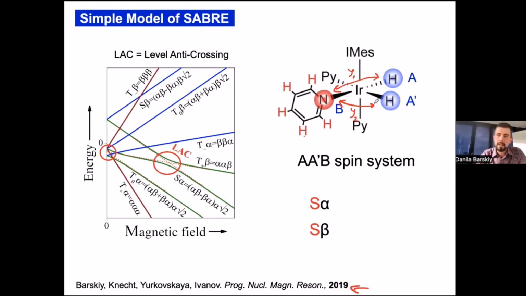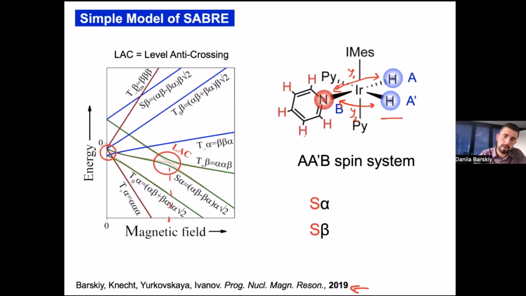hyperpolarize. And in that case, if you plot the energy level diagram of this system as a function of field, you'll see this interesting situation, and we call it LAC, or level anti-crossing. So this is a situation when some levels tend to cross, but they anti-cross, and there is a gap between these levels. And for this three-spin system described here, it's actually very convenient to use singlet-triplet basis, meaning that we describe the state of a hydrogen spin pair as singlet or triplet.